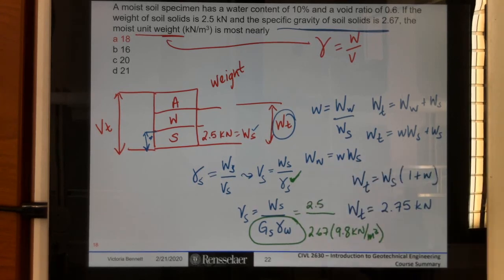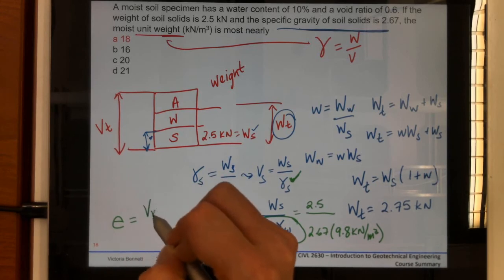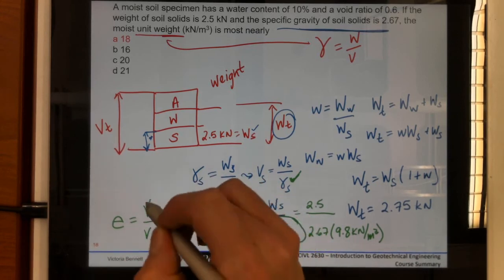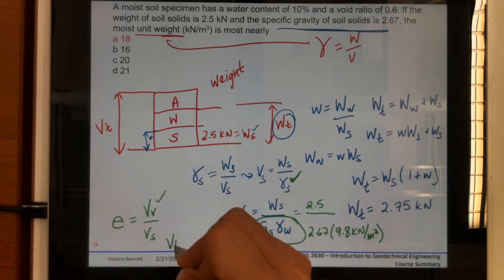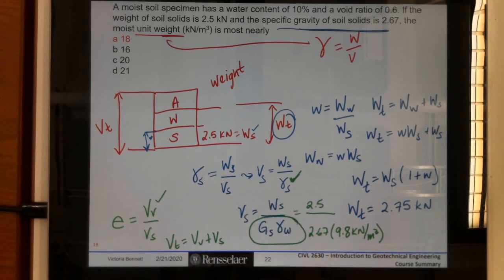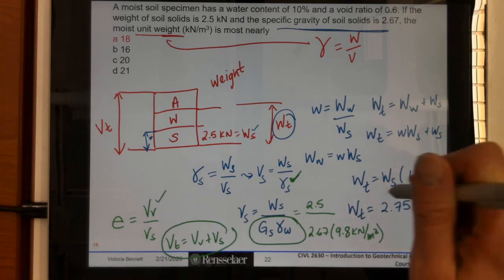So then I have the volume of solids, and I have the void ratio. Void ratio is volume of voids over volume of solids, so now I have the volume of voids. My total volume is the volume of voids plus the volume of solids. So then I have total volume and total weight.